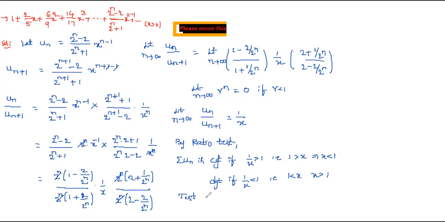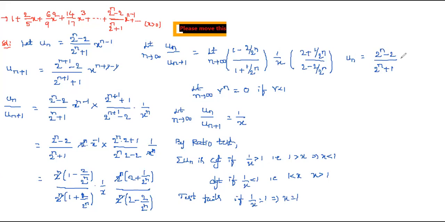Test fails if 1 by x is equal to 1. 1 by x is equal to 1, that is nothing but x is equal to 1. And then simply, if x is equal to 1, what we get is un equal to (2 power n minus 2) by (2 power n plus 1) into x power n minus 1.